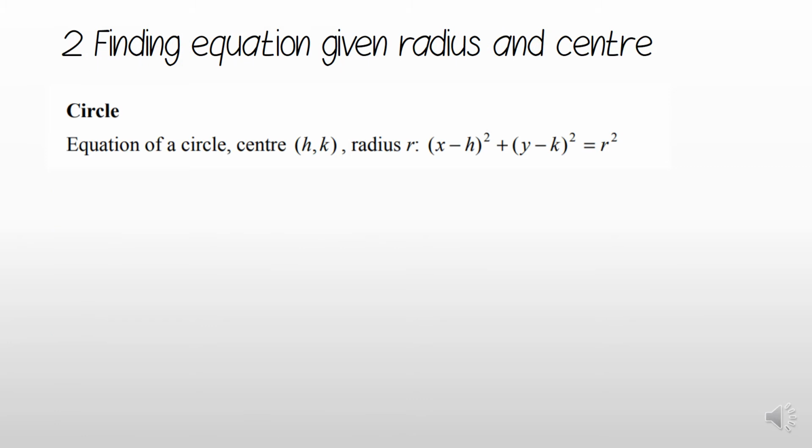So the next scenario is when they give you the radius and the center and they want you to find the equation. So we'll do an example. So the example reads, find the equation of the circle with center (2, minus 3) and radius 26.